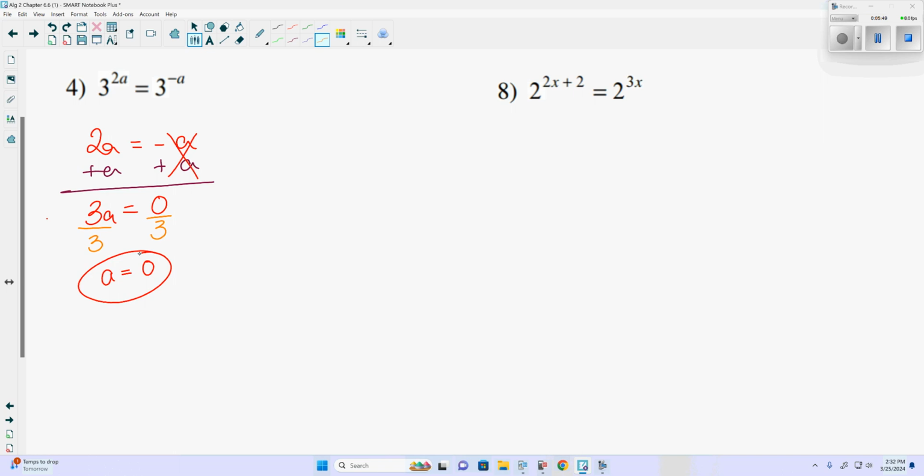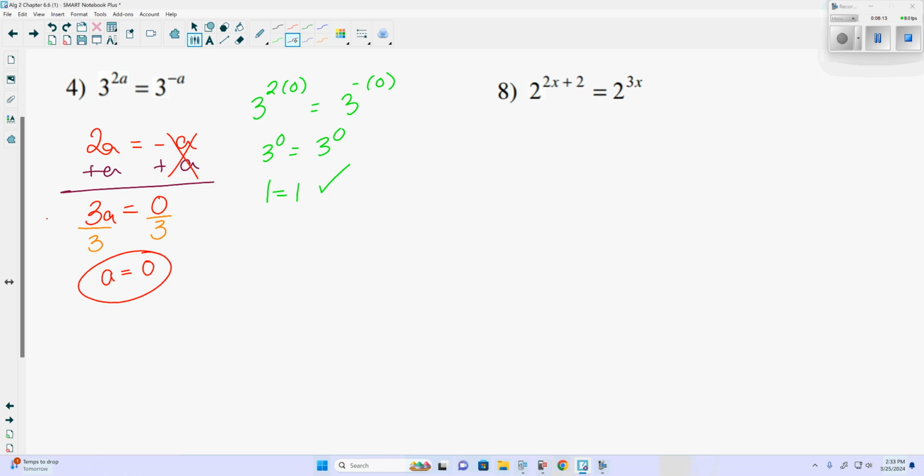Now, even with this here, if we check this one, 3 to the 2 times 0 is equal to 3 to the negative 0. So that'd be 3 to the 0 is equal to 3 to the 0. And anything to the 0 power is 1, so it'll tell us 1 is equal to 1. And that's it.